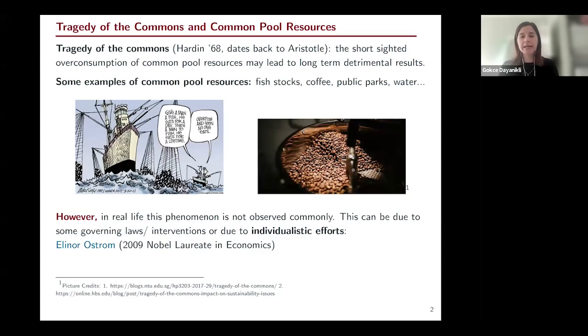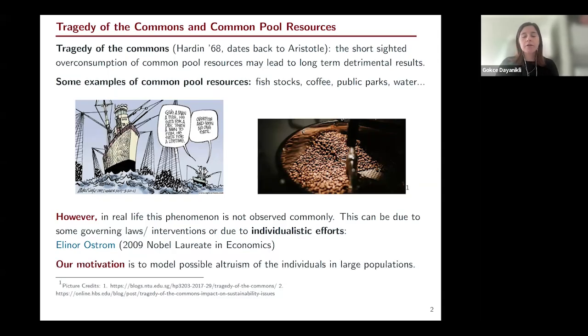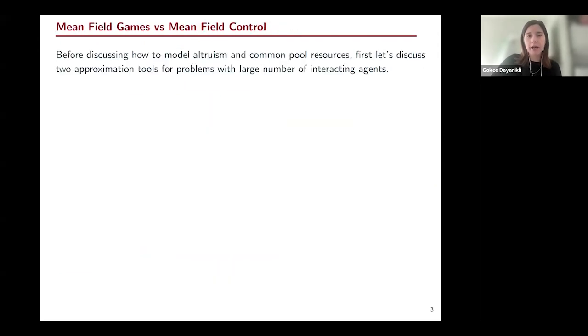Some of the researchers are saying that this might be because of governing laws. It can be some incentives on taxations, or it can be due to individualistic efforts, such as people individually thinking that they shouldn't overconsume. Elinor Ostrom is one of the main researchers who worked on the latter, and she actually got a Nobel Prize in 2009 in economics related to her work on this topic. So what we want to do is model the possible altruism and the individualistic efforts of the individuals in large populations to prevent the tragedy of the commons from happening.